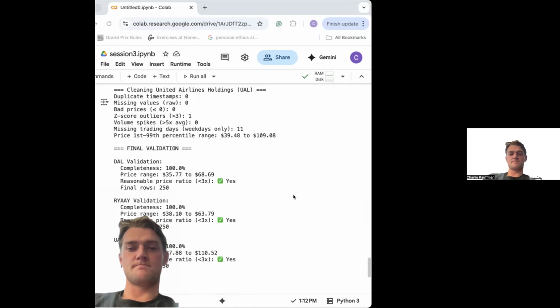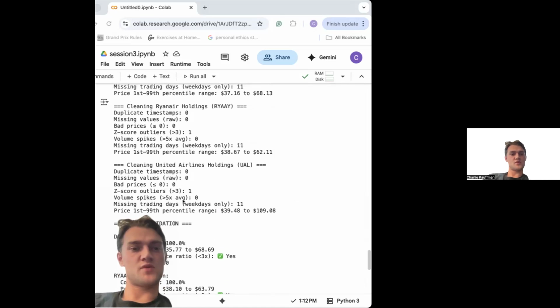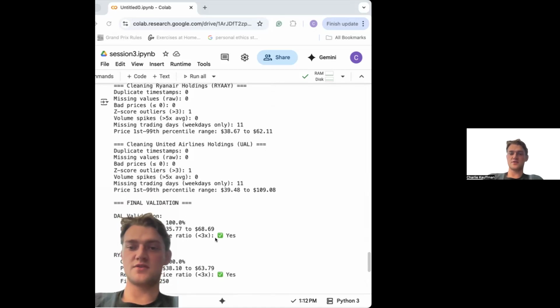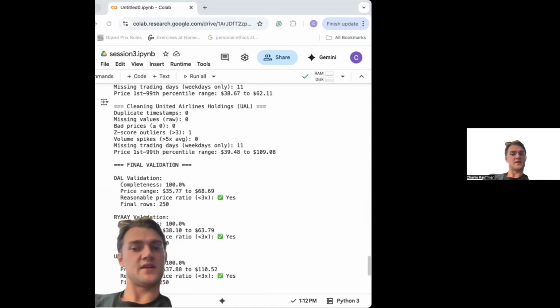And then so we're not missing any values. Our prices are within a realistic range. We preserve the number of trading days. Is the price plausible? If we check the maximum over minimum is less than 3 times, which confirms our data is complete and usable.